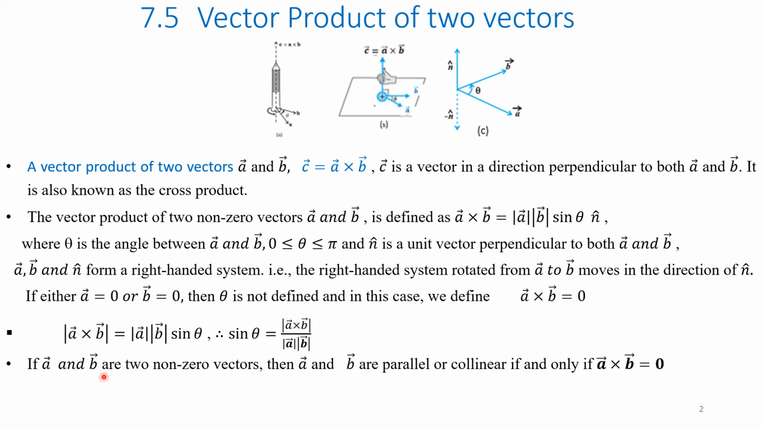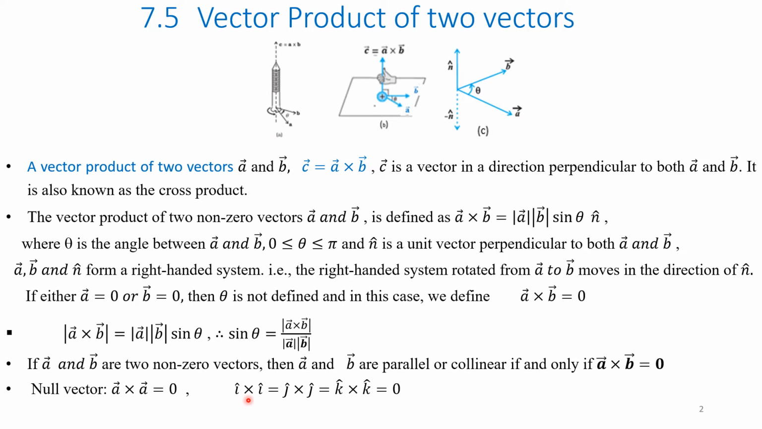If A and B are two non-zero vectors, then A and B are parallel or collinear if and only if A cross B is 0. So that means the vectors become parallel if A cross B is 0. And there are further properties of a null vector. There is a special vector called null vector which is defined as A cross A, that is, the vector product of the vector with itself, equal to 0.